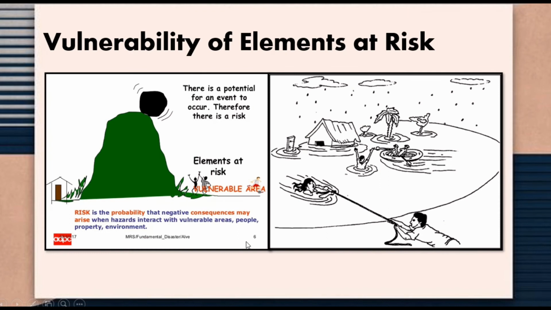Next one, we have the vulnerability of elements at risk. So dito naman, how affected the school buildings or even the children and other elements if they experience some level of hazard impact. So, gaano ba sila kaapektado? Siyempre, kung mas malapit ka doon sa hazard-prone area or sa vulnerable area, mas malaki yung damage sa inyo. Because each element is affected differently by hazards of different severity.